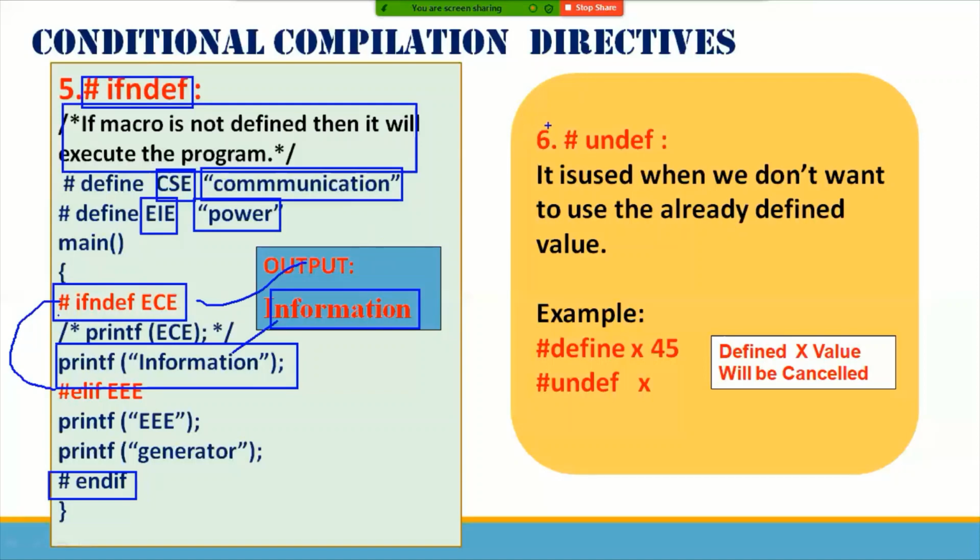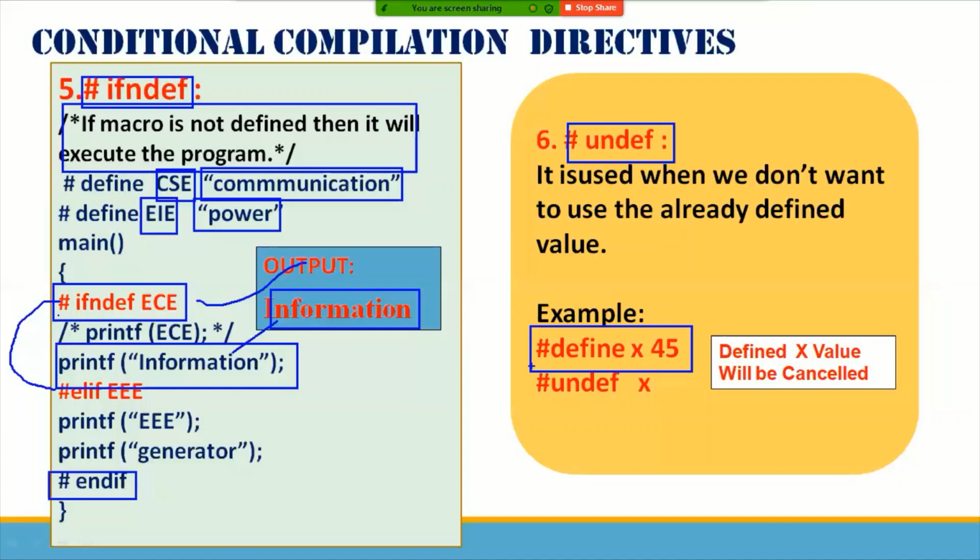Then coming to the last but not least, this is actually a miscellaneous directive, #undef. It is used to cancel an already defined value. When we don't want any defined macro value, we need to cancel it. We can undefine it with the help of #undef. For example, #undef x. So this x value 45 was already defined previously. That value can be cancelled.